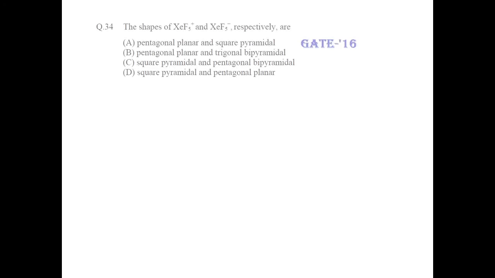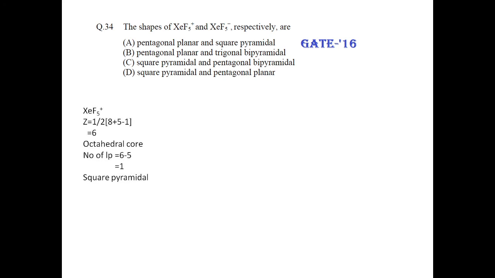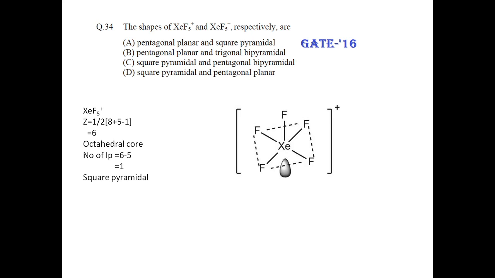Coming to our next question, there is a repetition of a question, which is very interesting: XeF5 minus, that is a very important molecule. Obviously that would be pentagonal planar. We need to look at XeF5 plus also. If you calculate like this, for plus keep in mind that 1 will be subtracted, so that will be 6. So it is an octahedral core having one lone pair, that will be a square pyramidal structure like this.